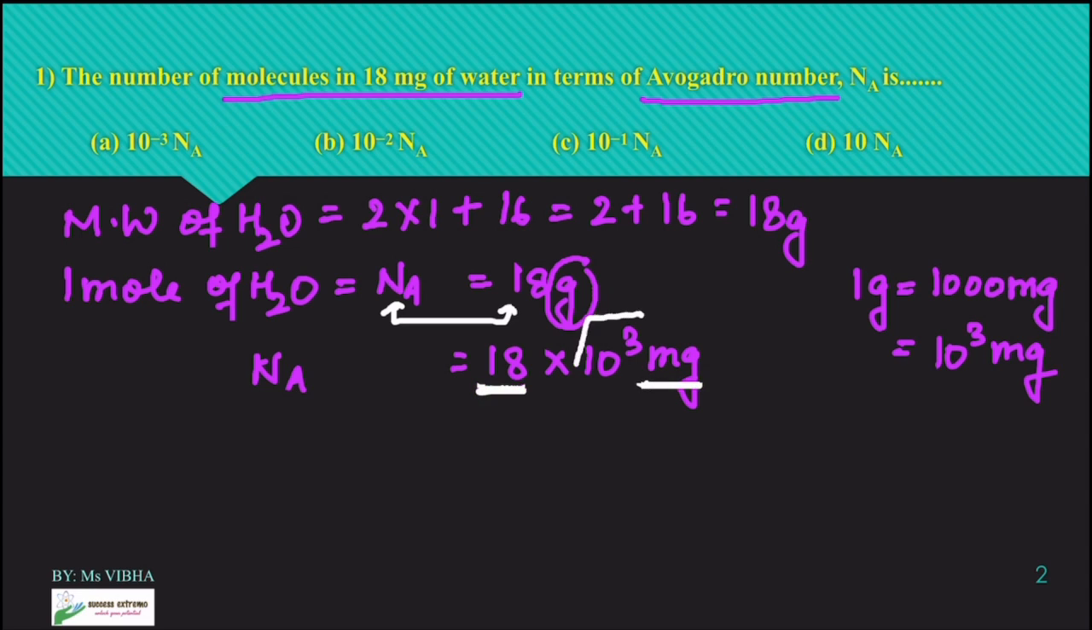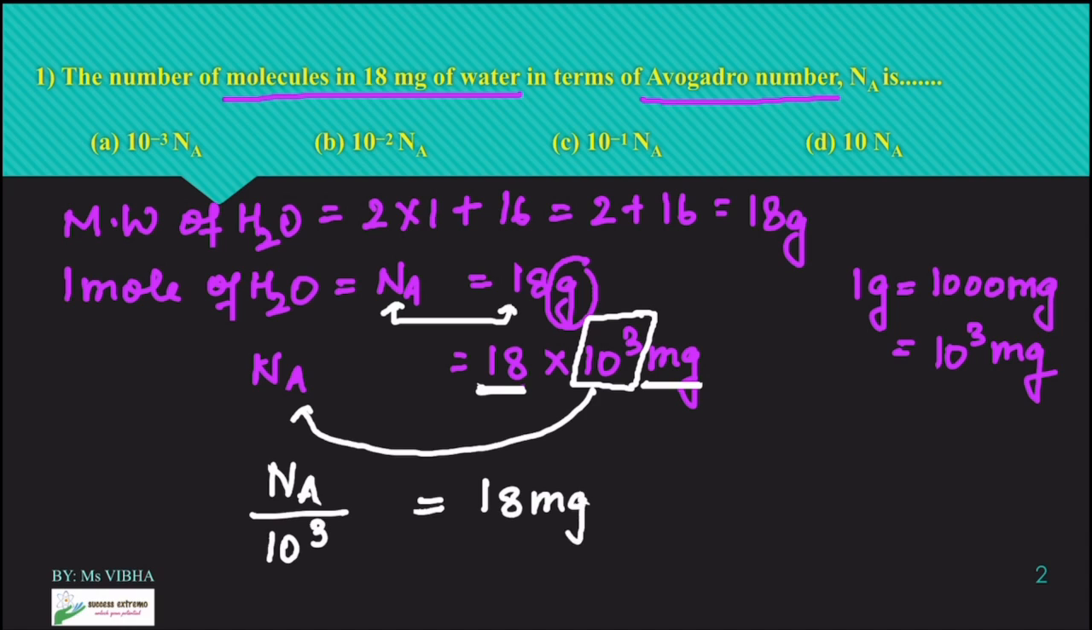So we will take this 10 raised to power 3 to the other side, and this can be written as Na upon 10 raised to power 3 is equal to 18 milligrams of water, and this can be written as Na into 10 raised to power minus 3 molecules. So the answer is A part.